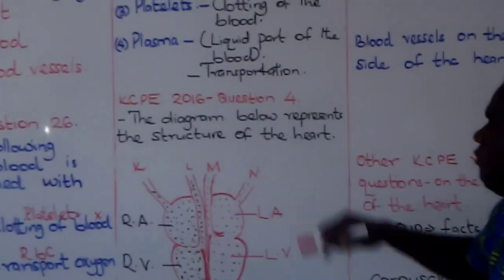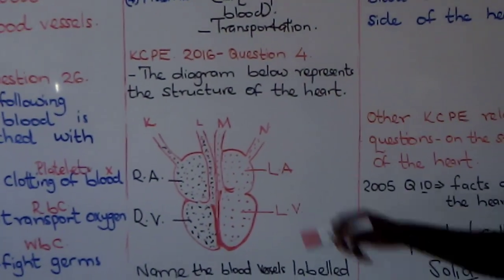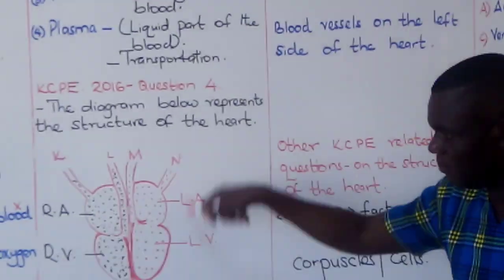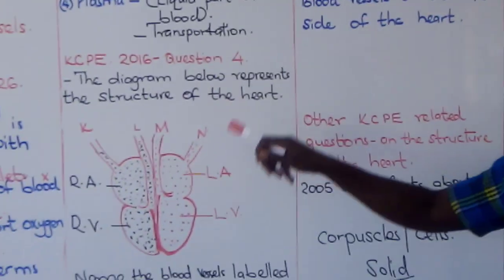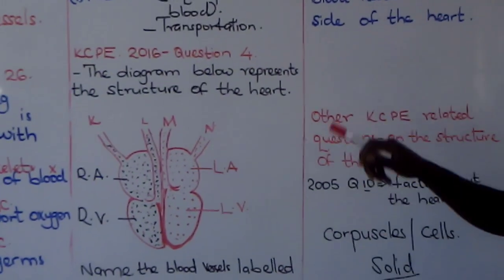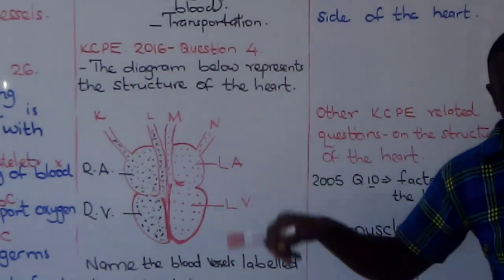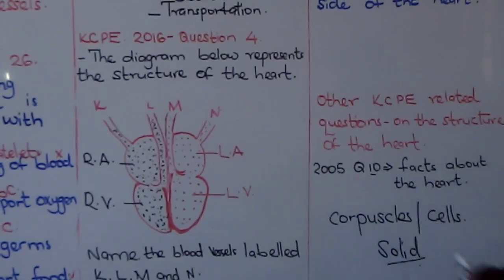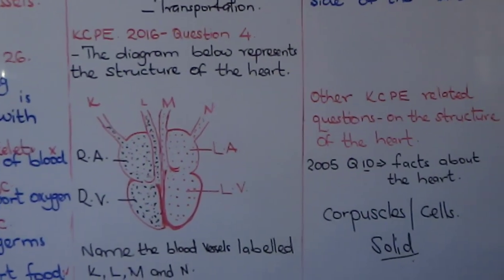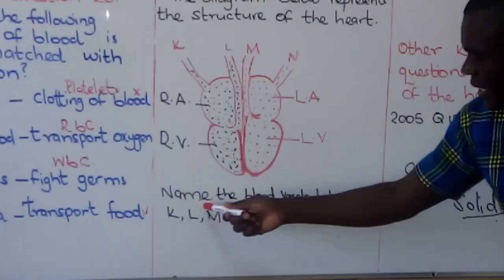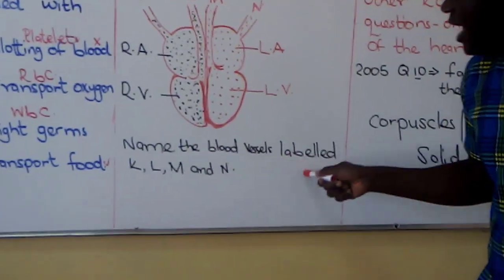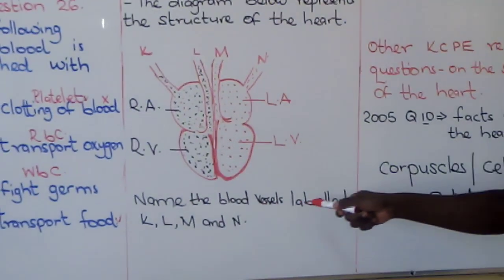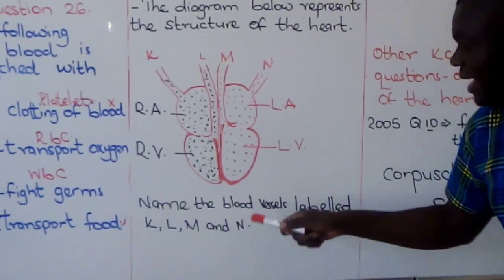2016, question number four. The diagram below represents the structure of the heart. This is the diagram. Boys and girls, have I drawn a beautiful diagram of the heart? Thank you. I feel like blushing that you congratulated me for drawing. I'm an artist also. So the question is, name the blood vessels labeled K, L, M, and N.